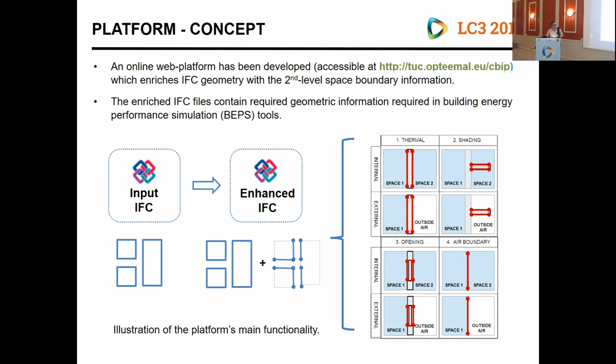So in order to do this enhancement with the second-level space boundaries, essentially we built a web-based platform that does this, which is illustrated in the figure below. It takes as input an IFC4 file, which contains the geometric content of the architectural elements, and then enhances this file with a second-level space boundary topology that you see on the right, and which includes various elements which refer to elements among the surface pairs.